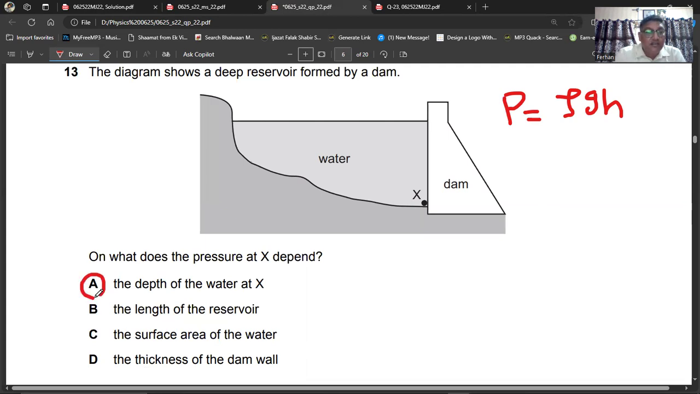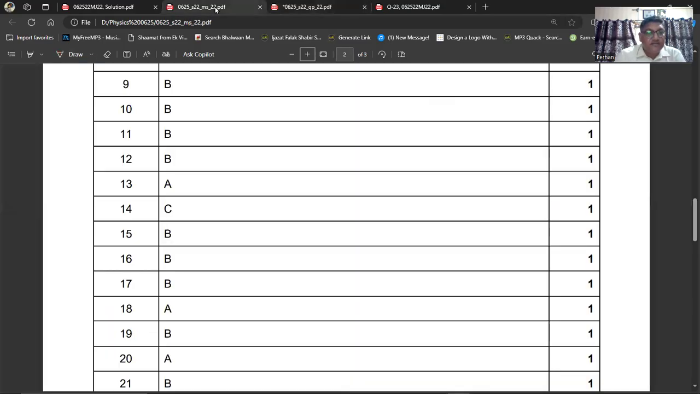Yes. The length of the reservoir, no. The surface area of the water, no. The thickness of the dam wall, no. A is the choice. Let's check.